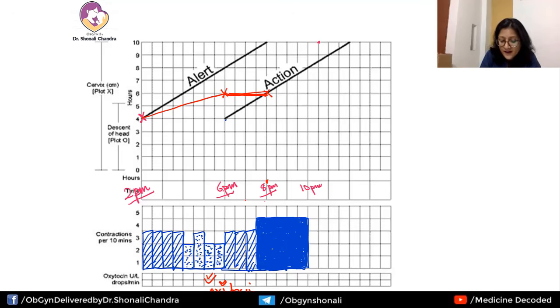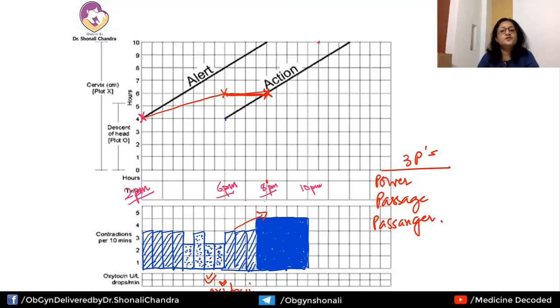So now, friends, I have reached the action line. I've reached the action line, and I see that yes, the contractions increased, but they have not been enough to do any change in the cervical dilatation, right? So now I'm very worried, and I start thinking about the 3 P's, very, very important 3 P's that you have to think about: the power, the passage, and the passenger, right?